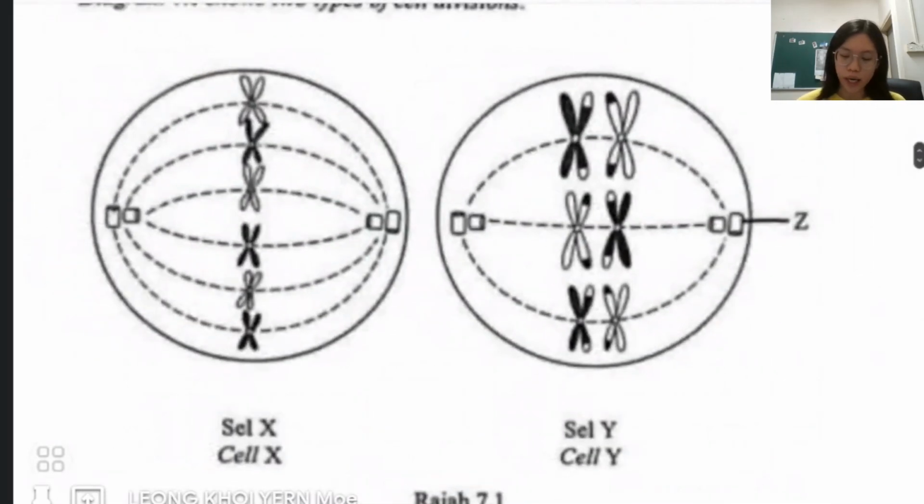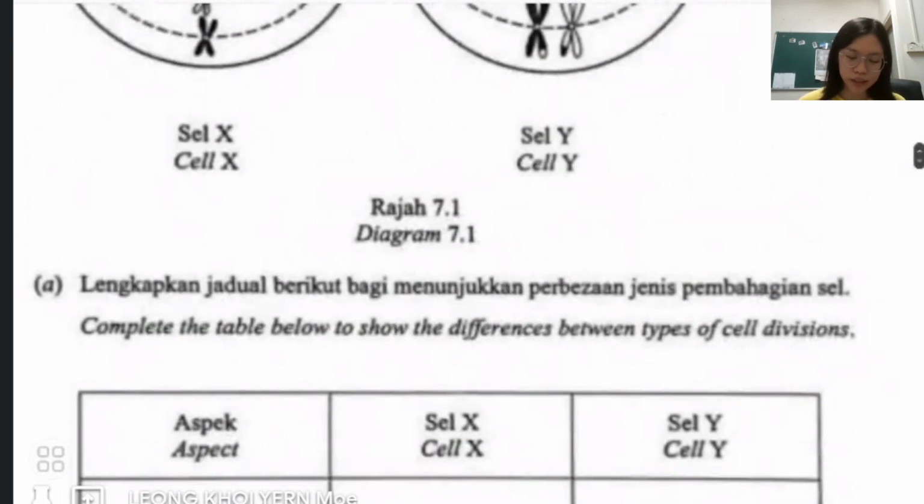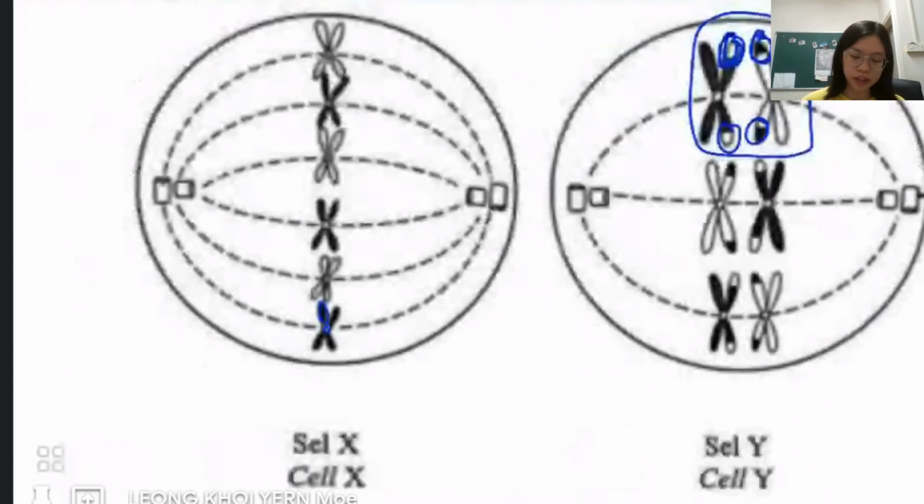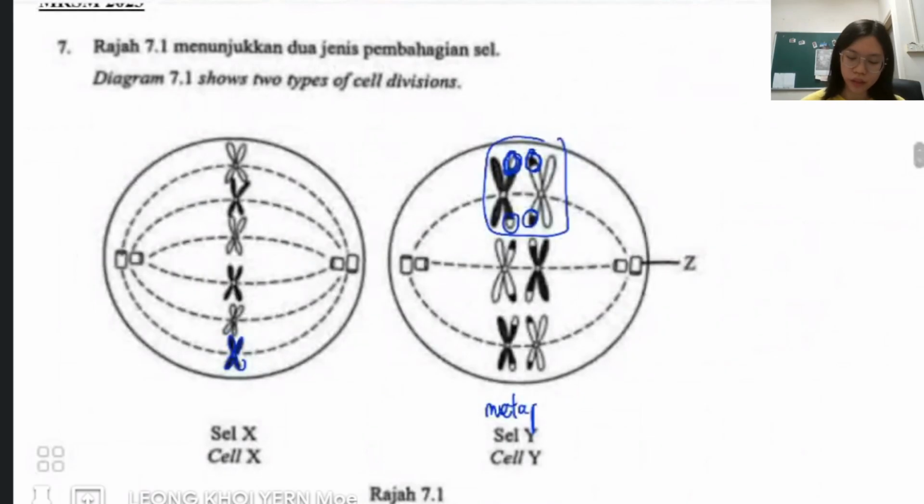In cell Y, you can see there are homologous chromosomes. Another thing to identify whether it's meiosis, look at them. They have already crossed over and exchanged genetic material. One small segment is white, another segment is black. So this one is definitely a meiosis. And then cell X is a mitosis. Why? Because during this metaphase, the chromosomes are aligned at the equatorial plane. But for metaphase 1, it is the homologous chromosomes that are aligned.